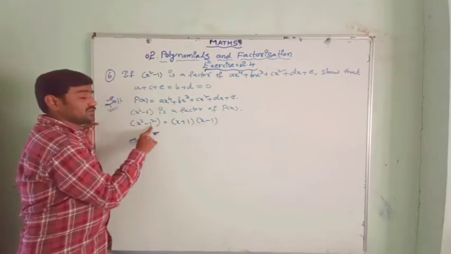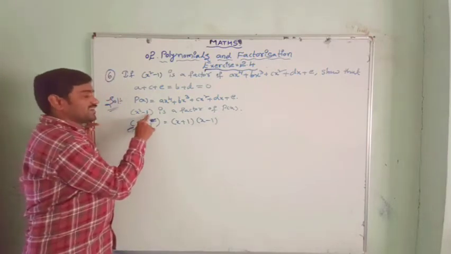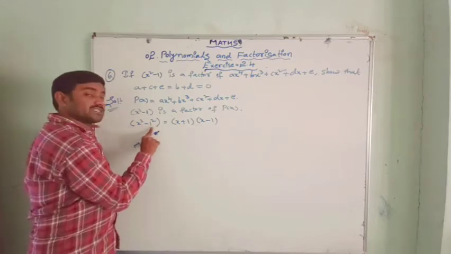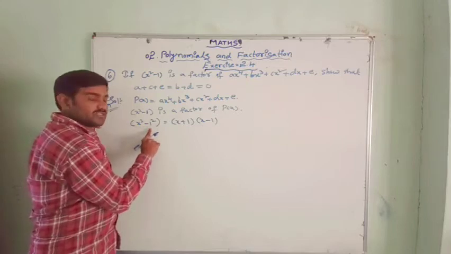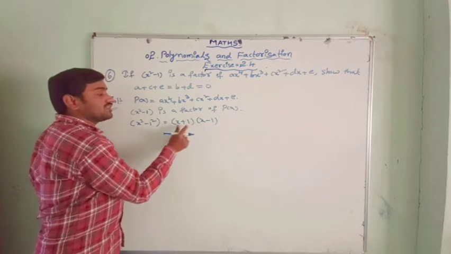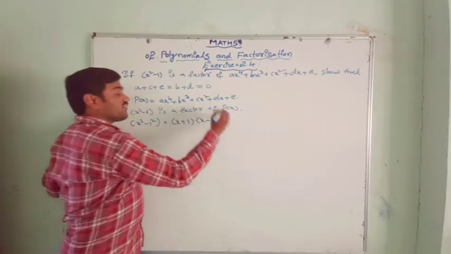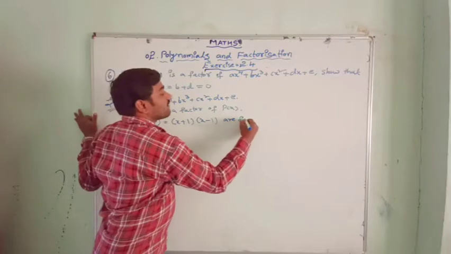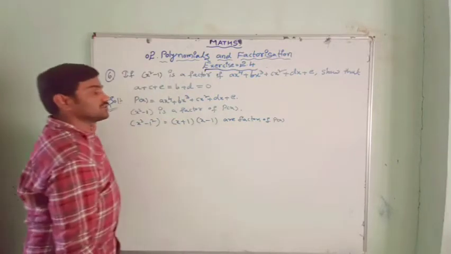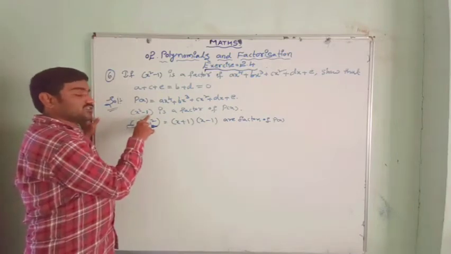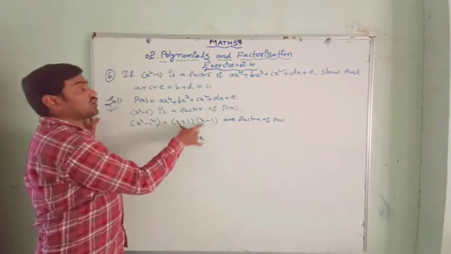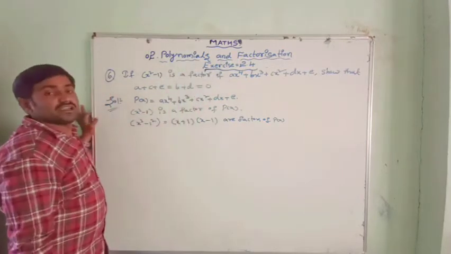Now, x square minus 1, I rewrote as x square minus 1 square. So this x square minus 1 square is in the form of a square minus b square. Now we can write this as x plus 1 and x minus 1. x plus 1 and x minus 1 are the factors of p of x. So x square minus 1 is nothing but x plus 1 and x minus 1, which are the factors. Now we got two factors for this given polynomial.